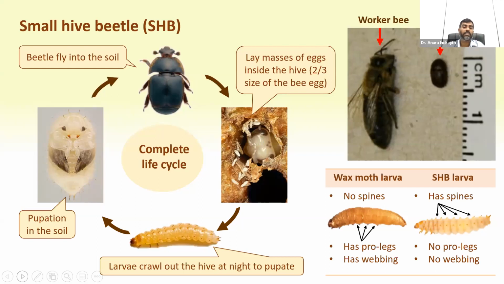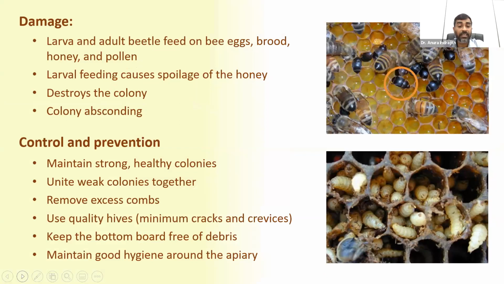Damage. The larvae and adult beetle feed on bee eggs and the brood. It seems they don't like to feed on wax. They like to feed on the eggs, brood, honey and pollen. You can see a large number of beetles here. At the end they destroy the colony, and colony absconding is the result. So the bees don't like to stay here.